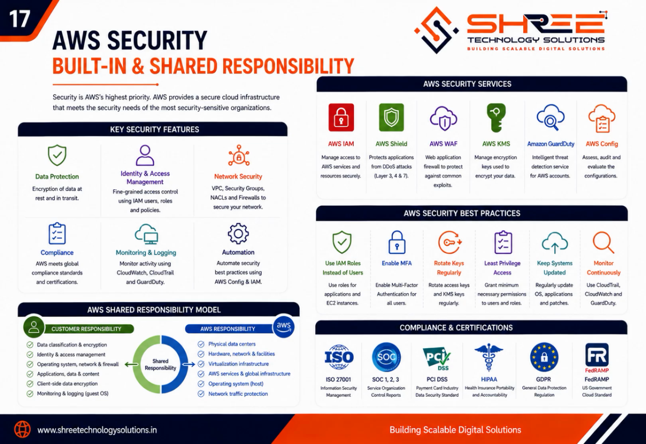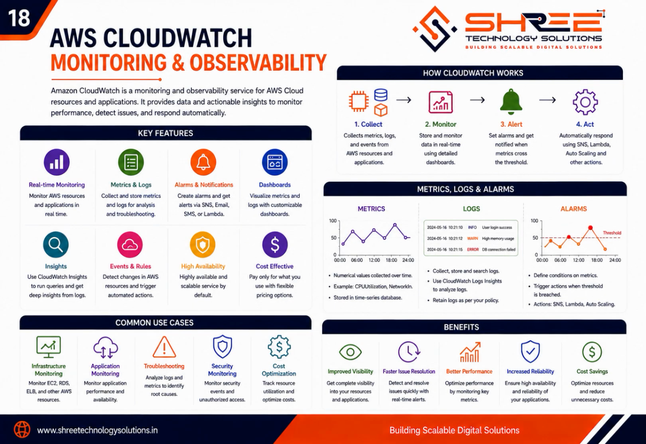Security best practices require using IAM roles, enabling MFA, rotating keys regularly, applying least privilege access, keeping systems updated, and continuous monitoring. Now let's talk about Amazon CloudWatch, a complete monitoring and observability service. CloudWatch functions in 4 steps: collect metrics and logs, monitor data in real time, alert when thresholds are breached, and automatically act using SNS or auto-scaling.